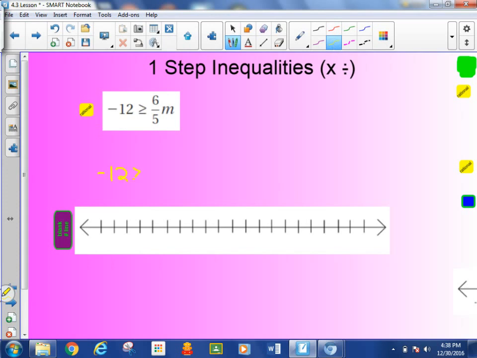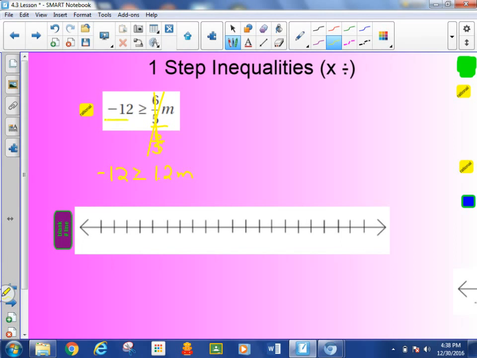-12 is greater than or equal to 1.2 m. So some of you might prefer to take that extra step. I'm going to go ahead and work it as a fraction. Either way, we're going to end up with the same answer. We should end up with the same solution. So if I wanted to get rid of that times 6/5, I would divide by 6/5 to cancel it out. Now, here's what I have to remember.